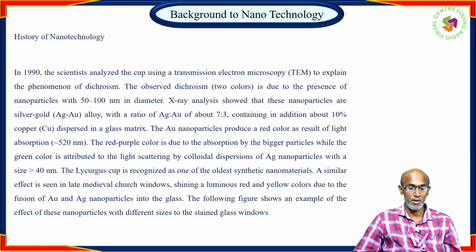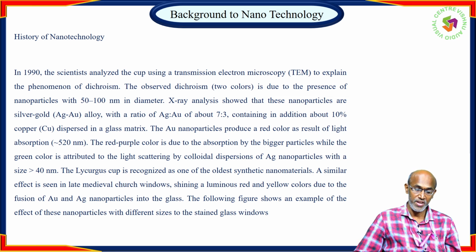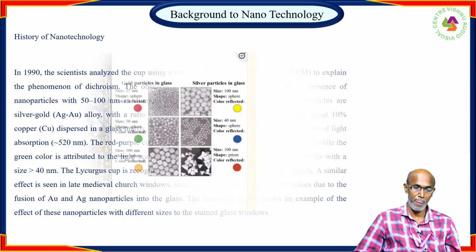The Lycurgus cup is recognized as one of the oldest synthetic nanomaterials. A similar effect is seen in late medieval church windows, shining numerous red and yellow colors due to the fusion of silver and gold nanoparticles into the glass. The following figure shows an example of the effects of these nanoparticles with different sizes on the stained glass windows.